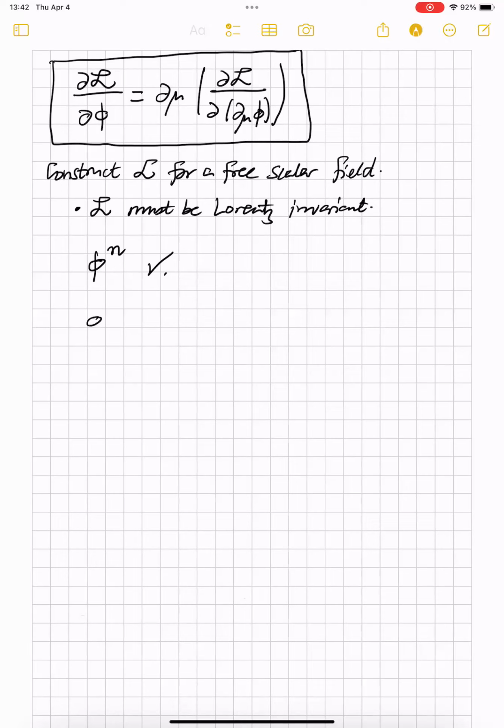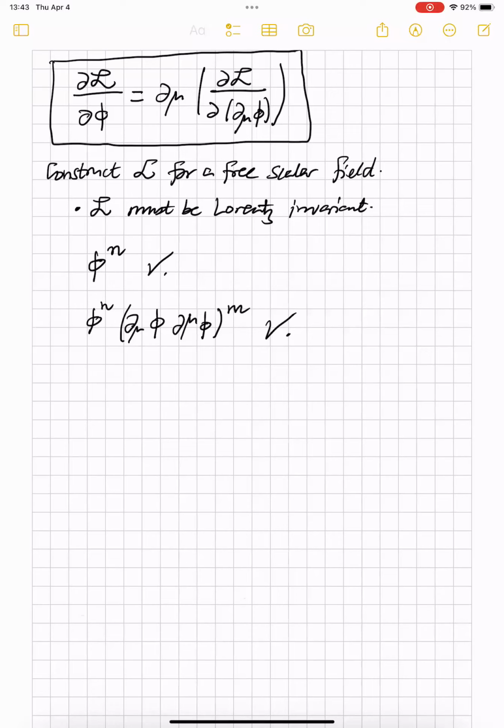If we wanted to take phi to the n and multiply by d mu phi, that would not be an allowed term because d mu phi is a 4-vector and that index is not contracted. So what I could do is contract it with a second d mu phi, and that would now be a perfectly good term. What is inside round brackets is Lorentz invariant because it's contracted. So I could raise that to the power of m. So that would be an allowed term.